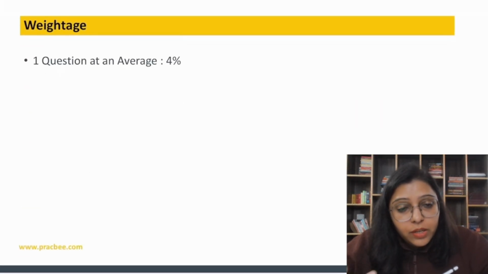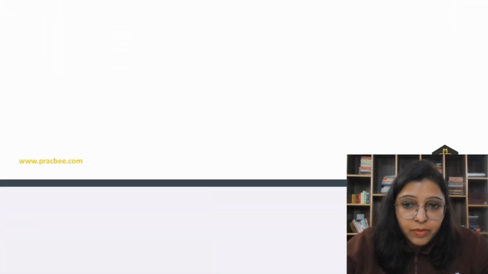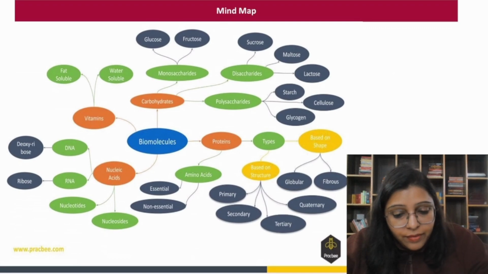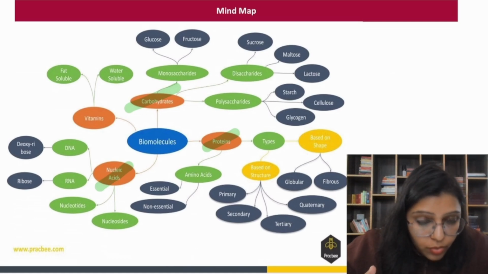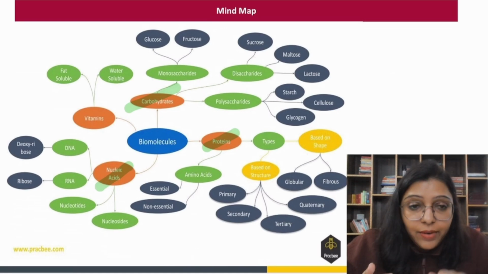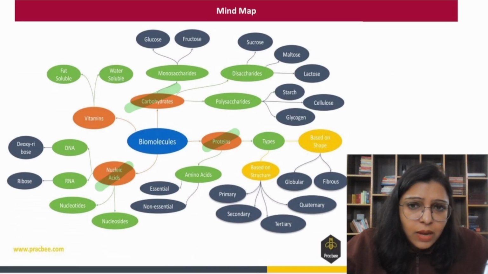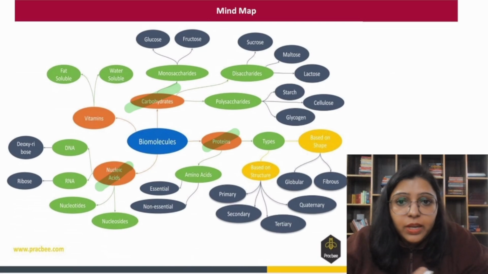If we talk about the weightage, one question is going to come, which means 4%. General weightage is 4%, so you can get one question from biomolecules in your exam. Now, in biomolecules, we have carbohydrates, proteins, and nucleic acids. There are so many questions from these three topics. There are some questions based on vitamins, but few. Most of the questions are from carbohydrates, nucleic acids, and proteins.